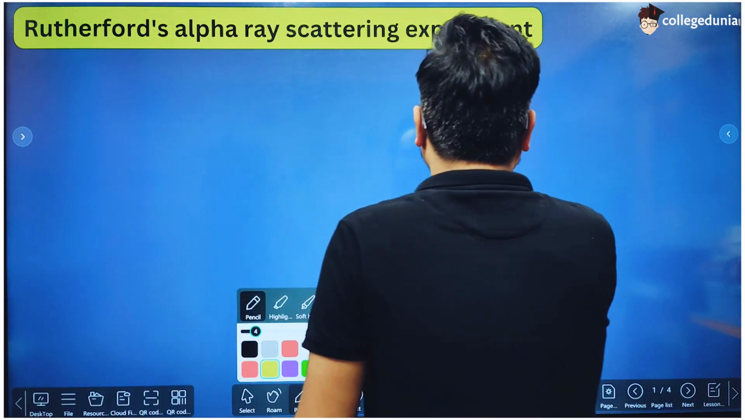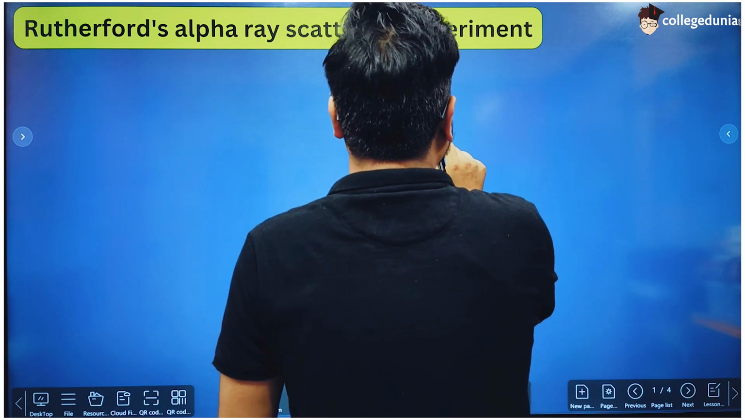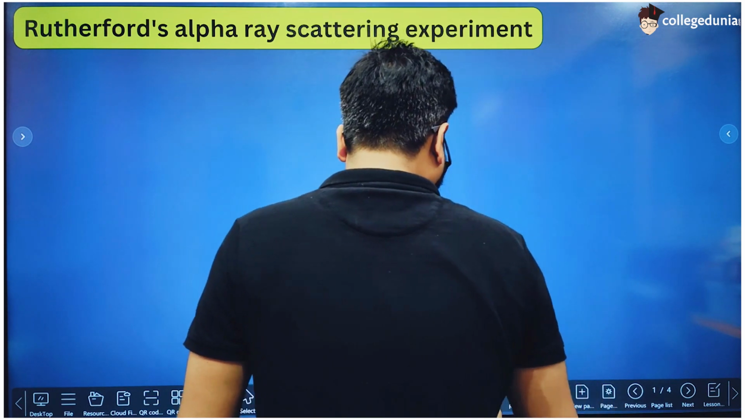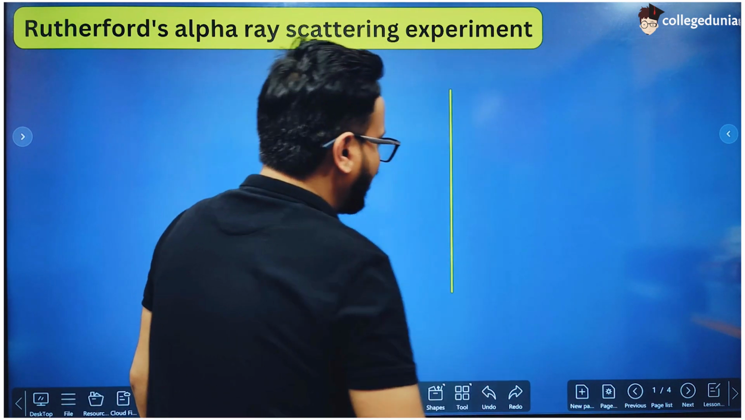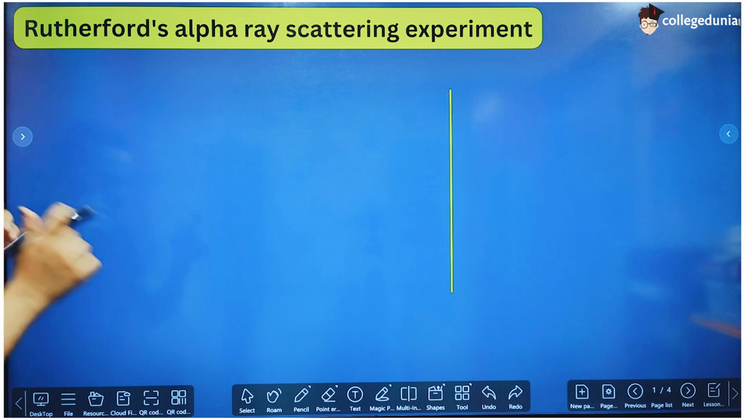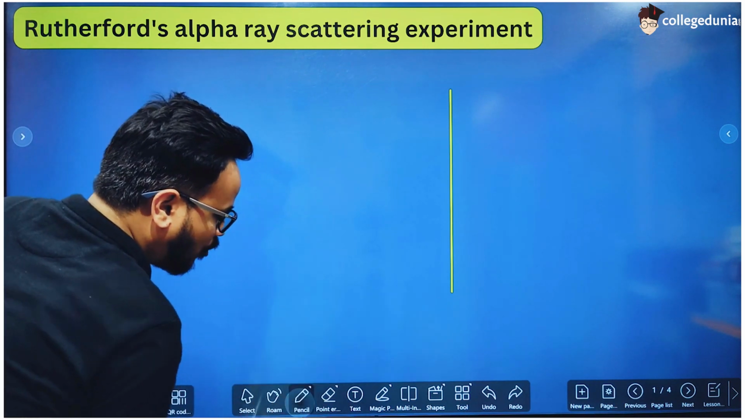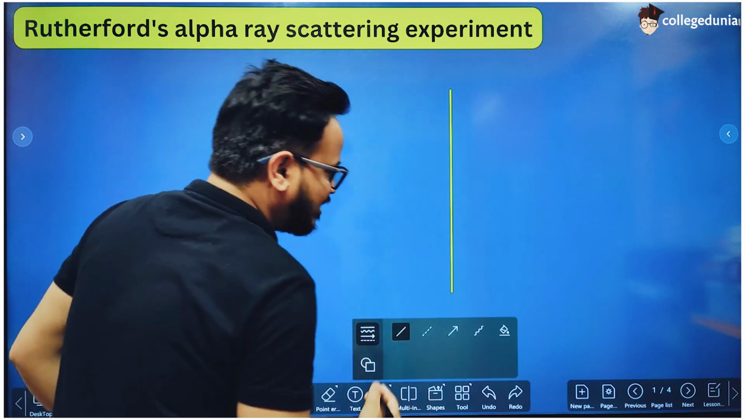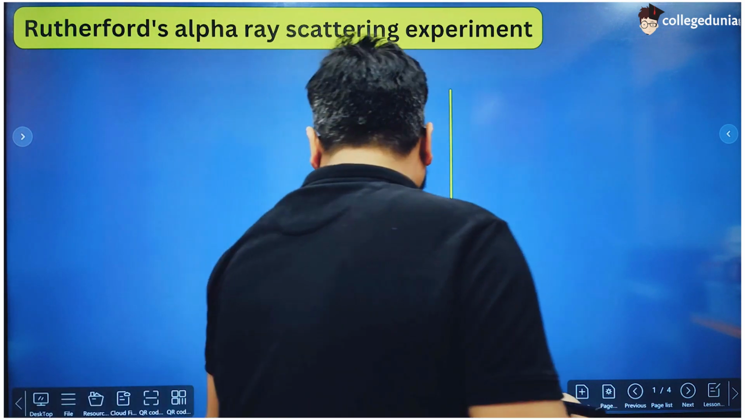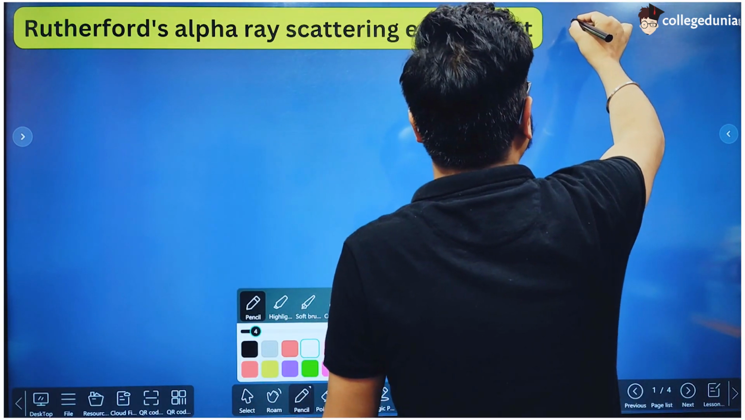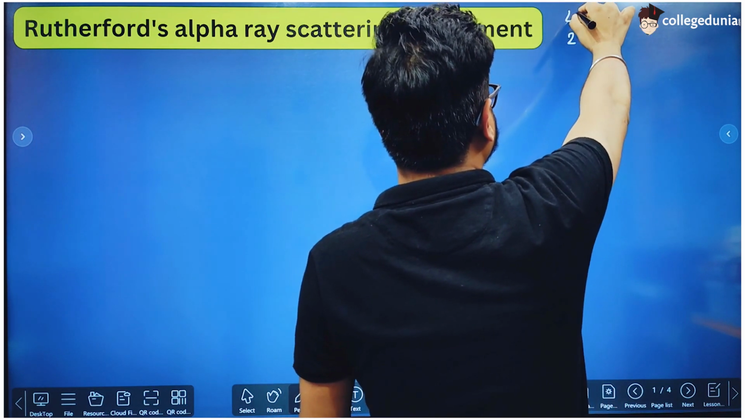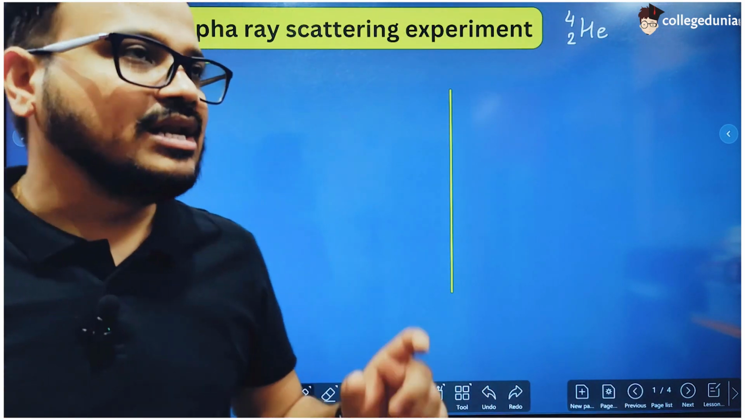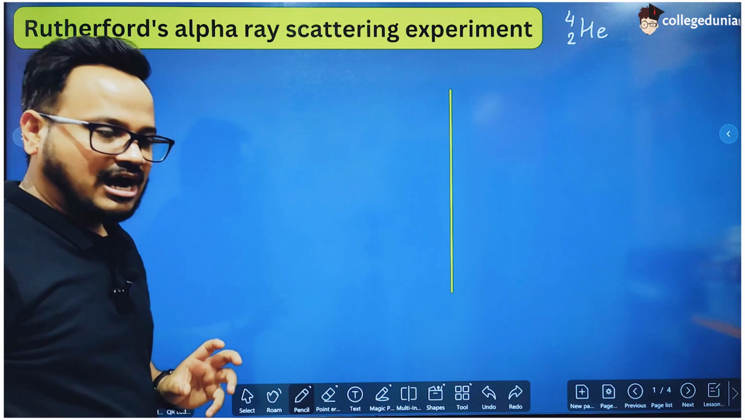Rutherford took a very thin foil of gold, right? This is a gold foil, and what he did, he bombarded positively charged alpha particles. What is an alpha particle? If you do not know, let me tell you what is an alpha particle. An alpha particle is not a new particle, it is the name of the helium nucleus. What is helium? Helium is the second element after hydrogen.